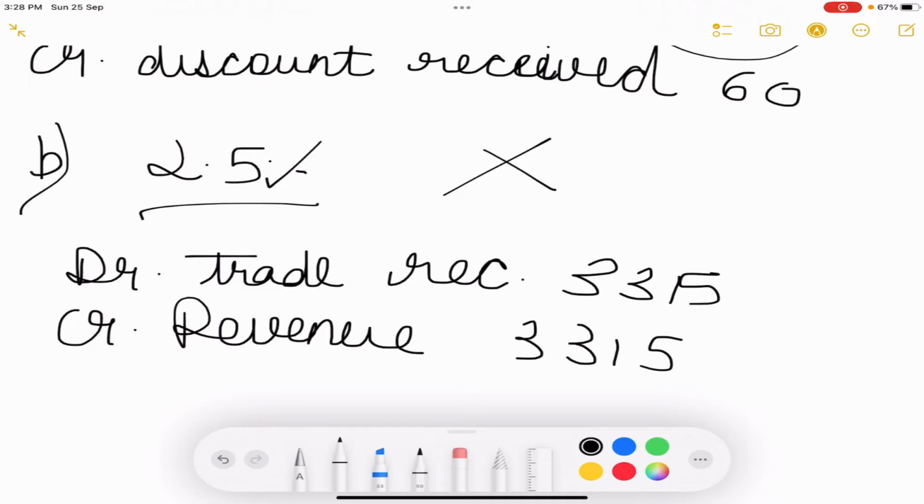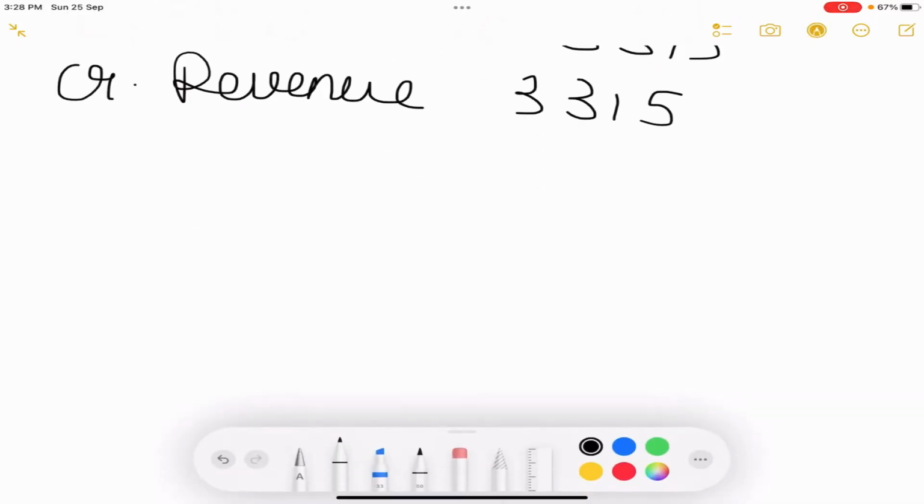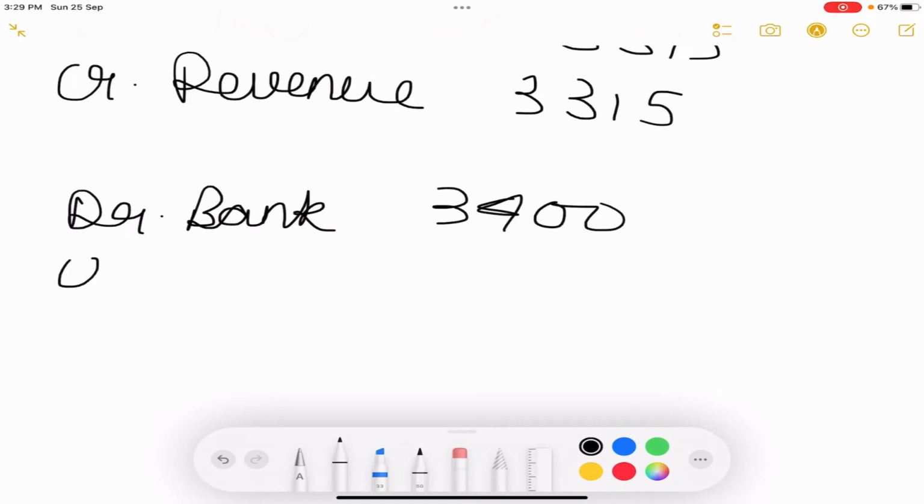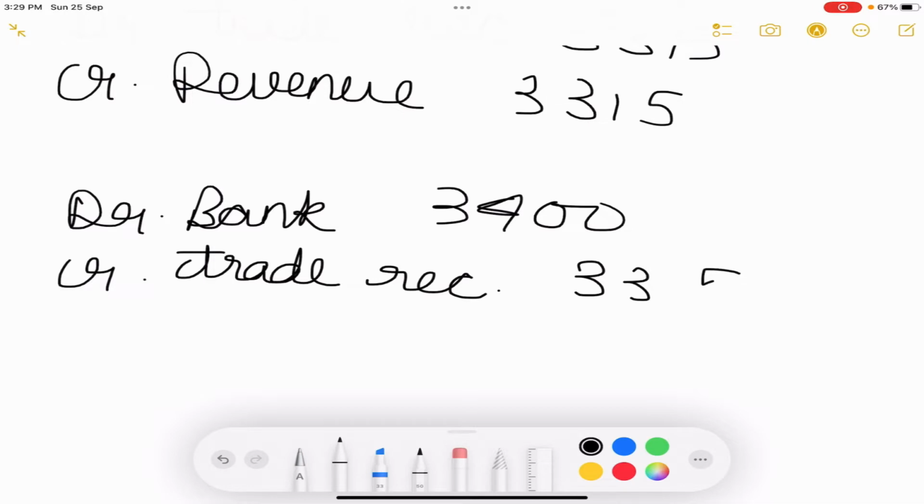Because the invoice which we had prepared was after deducting the discount, right? Because we had expected Iris to take the discount, but she didn't take it. So that's why. Hope that is also clear because we've discussed it. Now what happens? Iris is going to pay the entire amount, right? So our bank account gets increased by the entire amount, which is 3,400, and our trade receivables decreases, right? This is the initial value, and we're also going to credit the revenue.